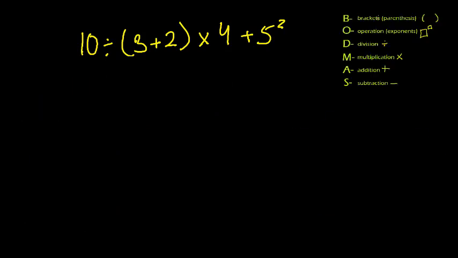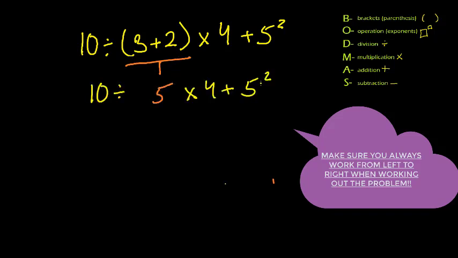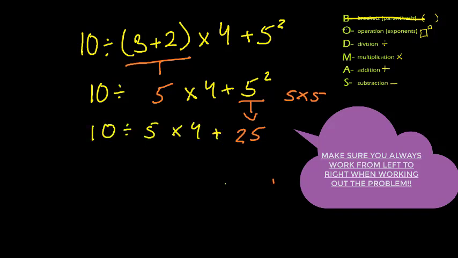So first we have parentheses like we had before. So we're going to do this parentheses part. And 3 plus 2 again would be 5. And then we're going to bring down the rest of the numbers. So now we're done with the B, brackets. Now we do O, operation or exponents. That means we would do this part. So if we did that, it would again be 5 times 5, which would equal 25. And then we would bring down the rest of the numbers. Next, so we're done with this part.